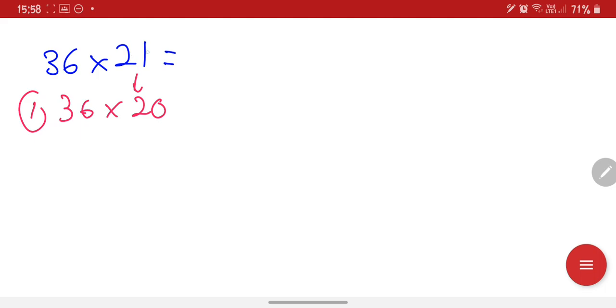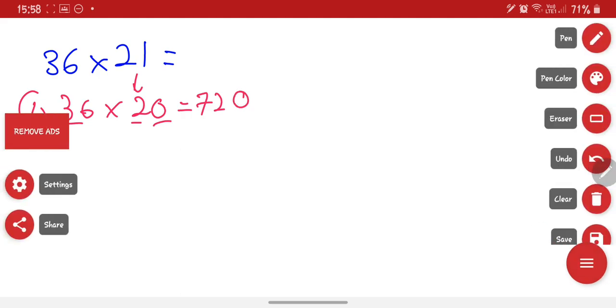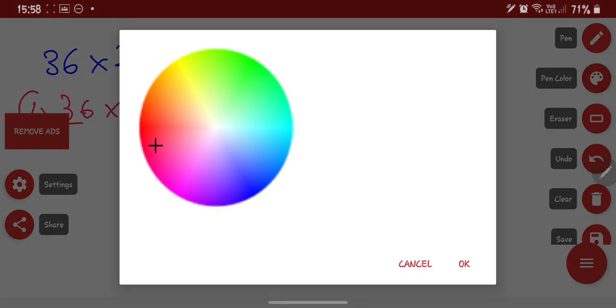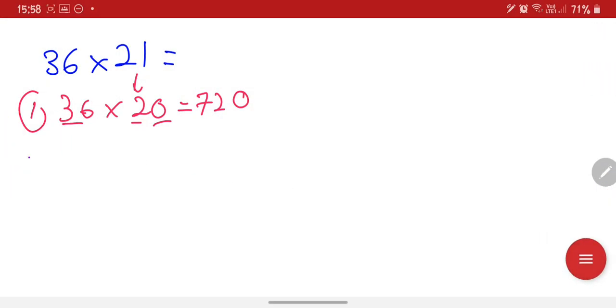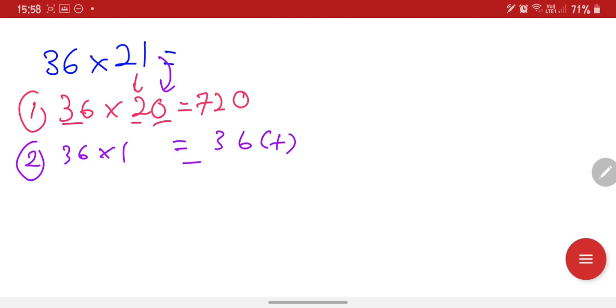You don't add back 21, you add 36. So now you multiply as normal. 36 times 2, which is double, you get 72. And you put 0 at the back, 720. Now moving on, step 2. Remember, you reduced by 1, so 36 times 1 equals 36. Now you have to add it back because you reduced it just now. So your answer will be 756. As simple as that.